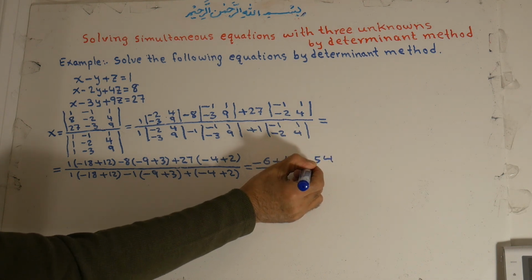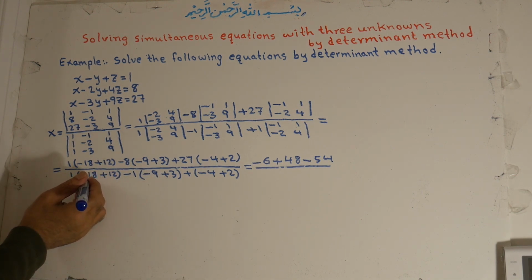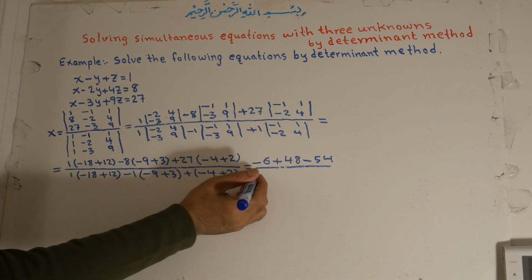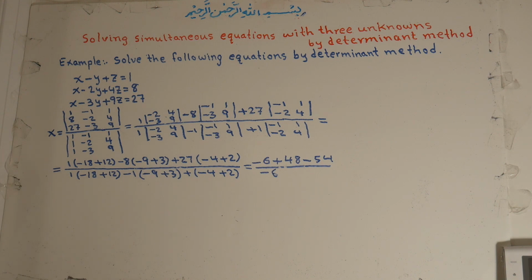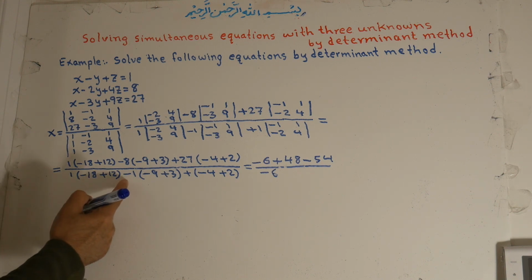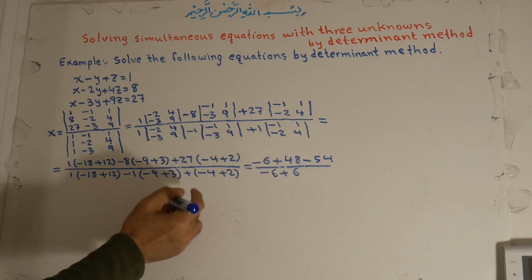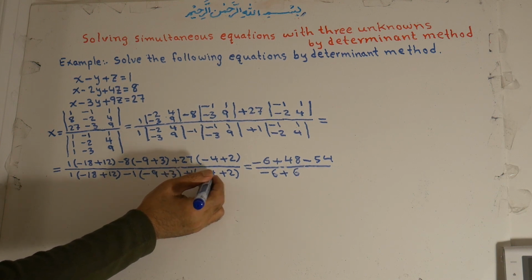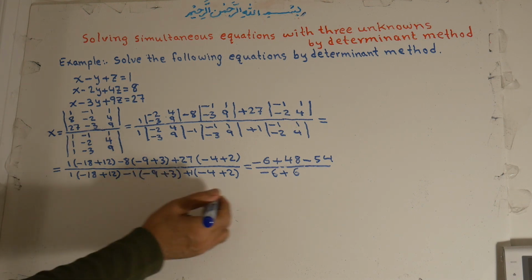And for the denominator, minus 18 plus positive 12 becomes minus 6, and minus 6 times 1 is minus 6. Minus 9 and positive 3 become minus 6, and minus times negative is positive 6. And negative 4 and positive 2 become negative 2, and minus 2 times 1 is minus 2.